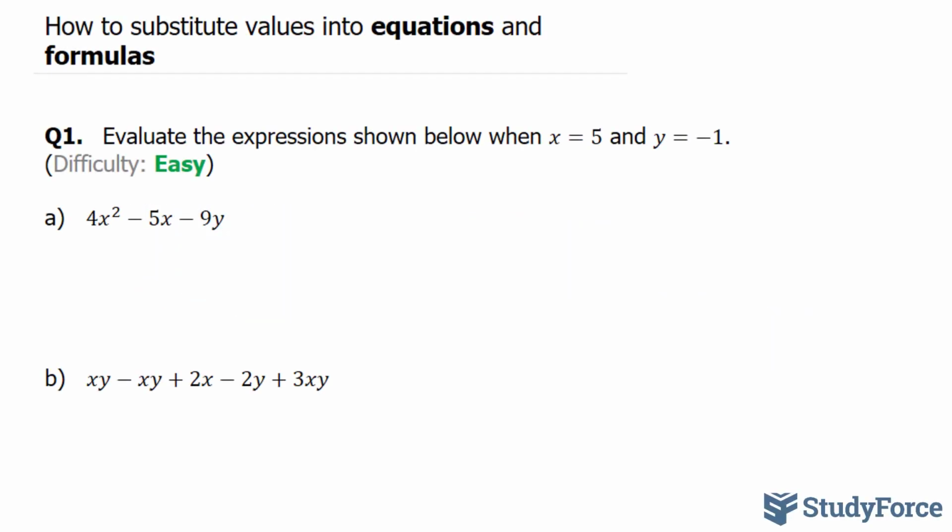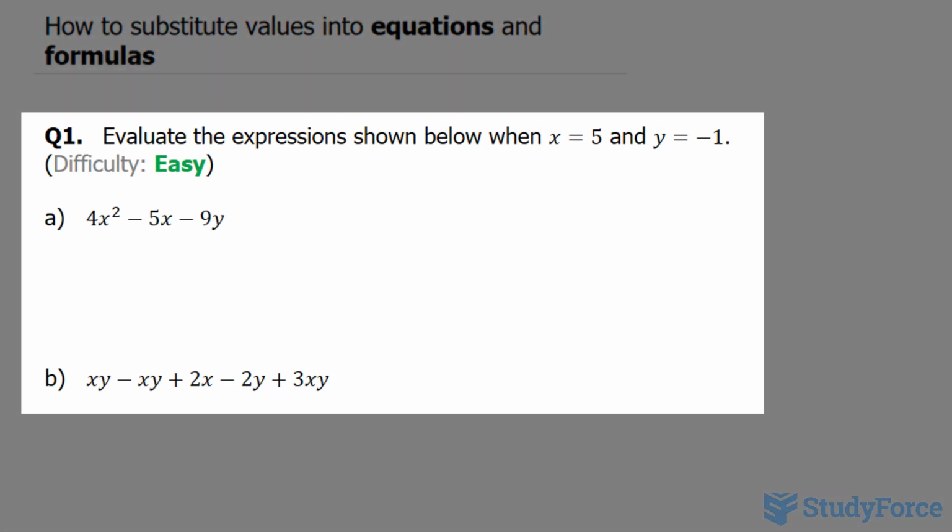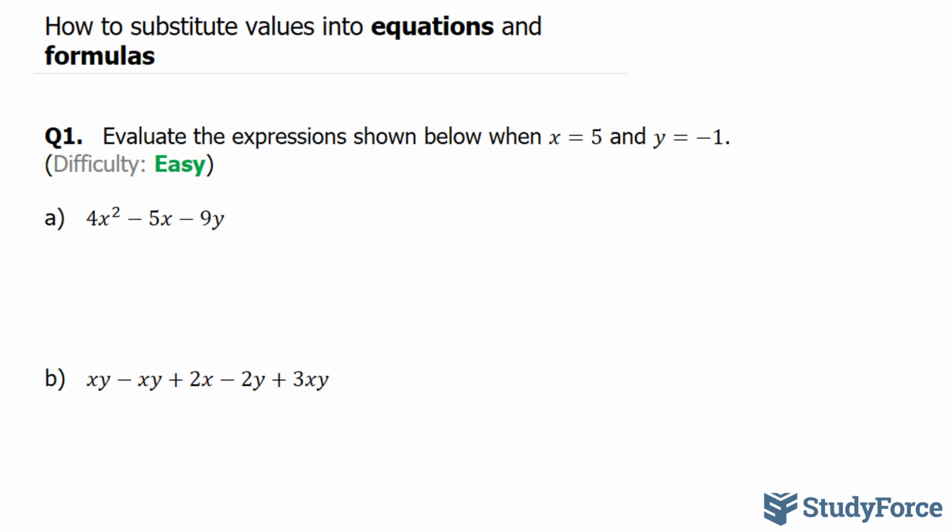In this quick tutorial, I'll show you how to substitute values into equations and formulas. Question 1 reads, evaluate the expressions shown below when x is equal to 5 and y is equal to -1. Let's start with A. We have the expression 4x squared minus 5x minus 9y. What we will do is substitute this 5 and this -1 wherever we see an x and a y, respectively.